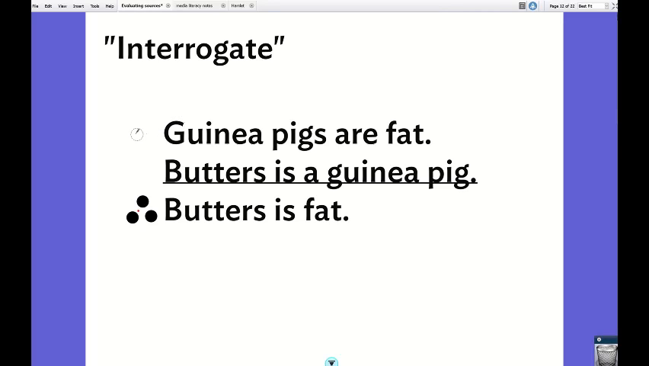We might have a problem with that because that's a hasty generalization. There are some guinea pigs that aren't fat. You might also have an issue with it because the word fat doesn't have an objective definition. How much does a guinea pig have to weigh for it to count as fat? So instead of just challenging that conclusion, we try to break down the premises that got us there.